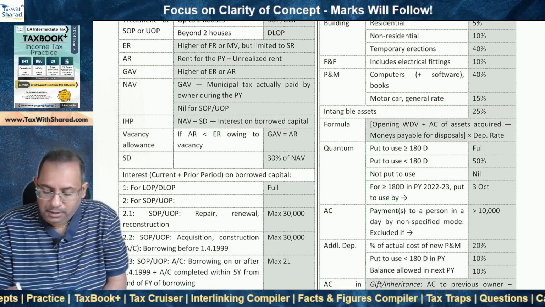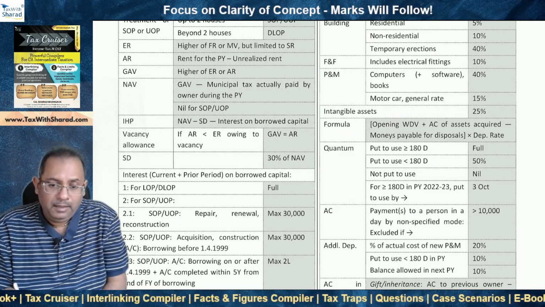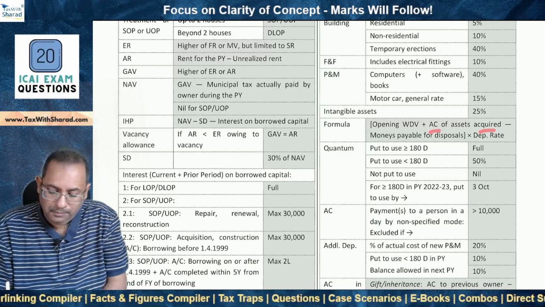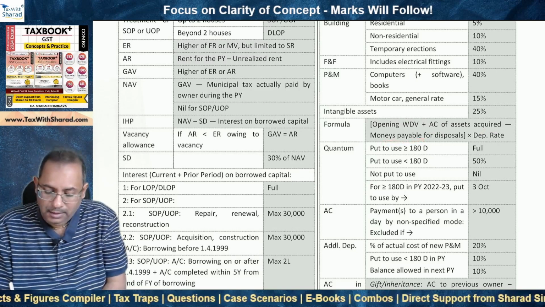Formula for allowing depreciation is, we arrive at the opening written down value, opening WDV, as on 1st April. To that we add the actual cost of assets acquired during the previous year, and from that we reduce the monies payable for various disposals, sale, etc.